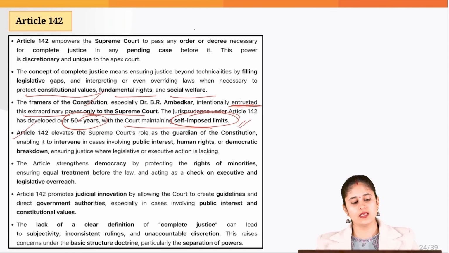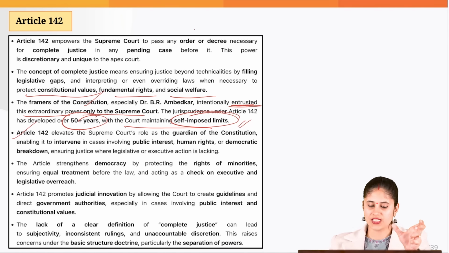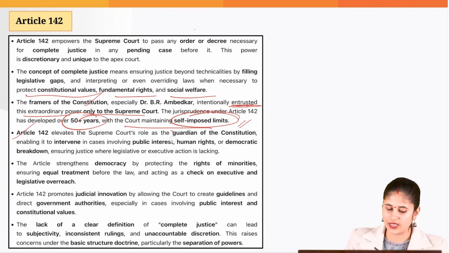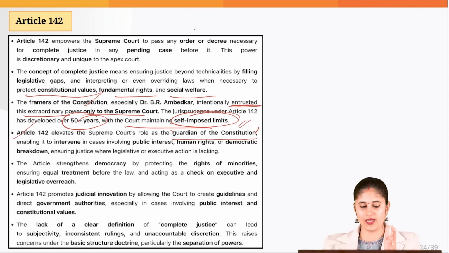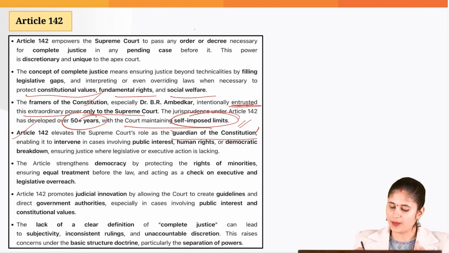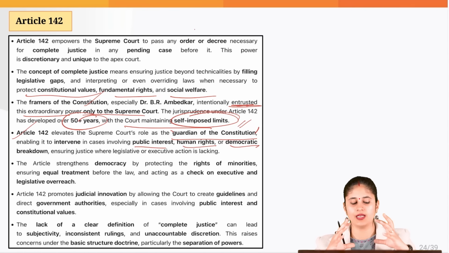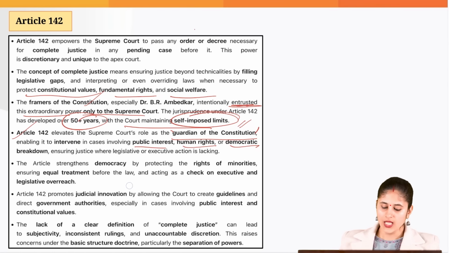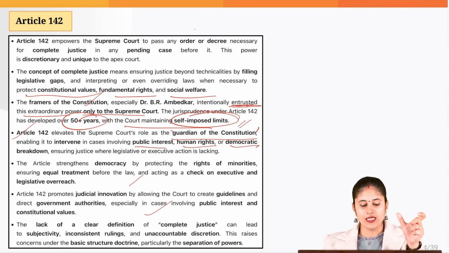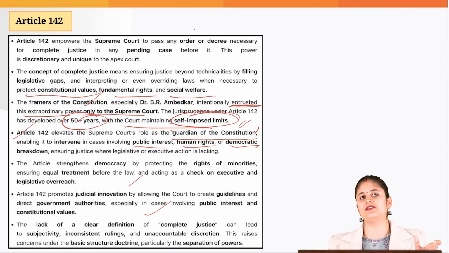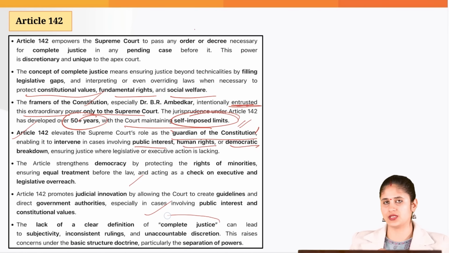And this enables the Supreme Court to justify its role as the guardian of the Indian Constitution. Okay, because it is enabling the Supreme Court to go against the prevailing laws and to protect the public interest, human rights, and prevent democratic breakdown. But the problem is, when it comes to this idea of complete justice, this has nowhere been clearly defined, that what do we mean by complete justice.